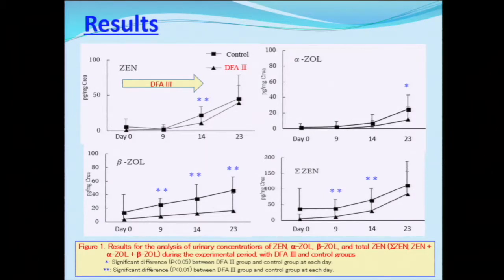This slide shows the results for the analysis of urine concentrations of Zen, its metabolites alpha-zol and beta-zol, and the total of the Zen concentrations during the experiment period with DFA III and control. As you can see, the data show that the treated animals had significantly less Zen concentration in urine, indicating a reduced absorption from the intestine.